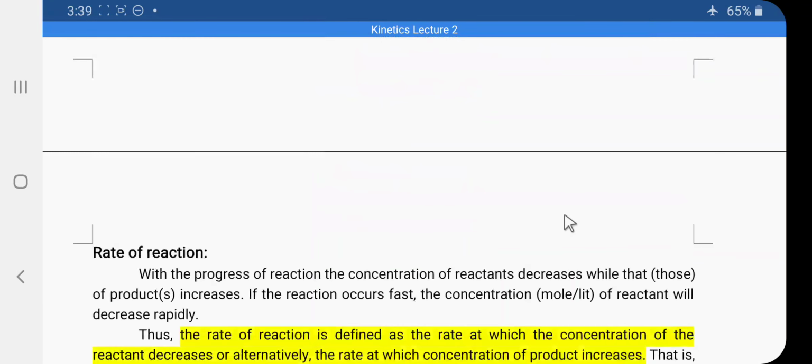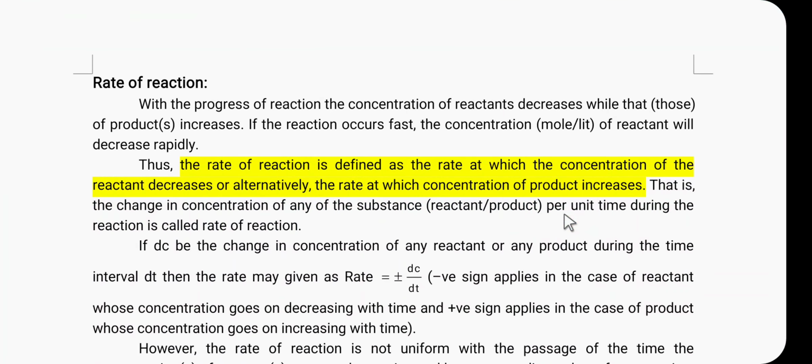So, let us begin with the first point, that is rate of reaction. In a chemical reaction, reactants are consumed and products are formed. The rate of chemical reaction describes how fast the reactants are consumed and products are formed. So, here the definition of rate of reaction: it is defined as the rate at which the concentration of the reactant decreases, or alternatively the rate at which the concentration of the product increases.